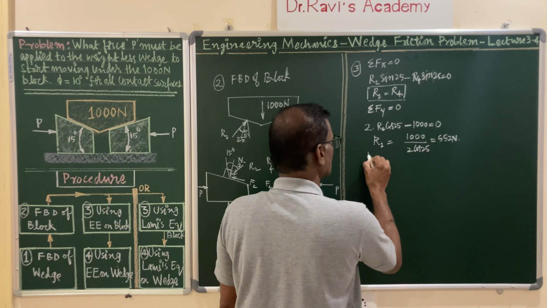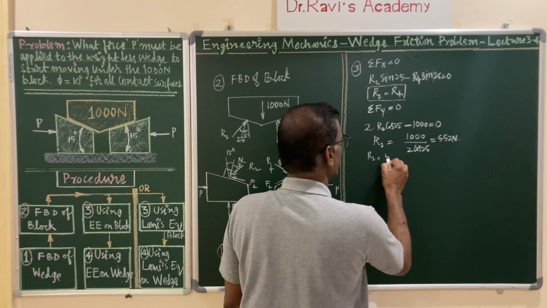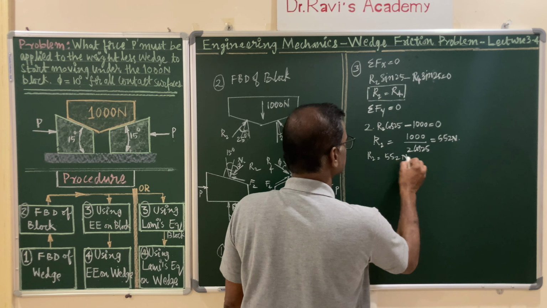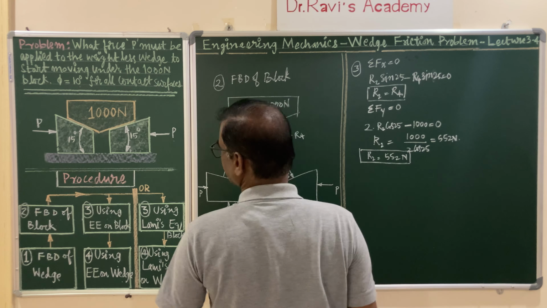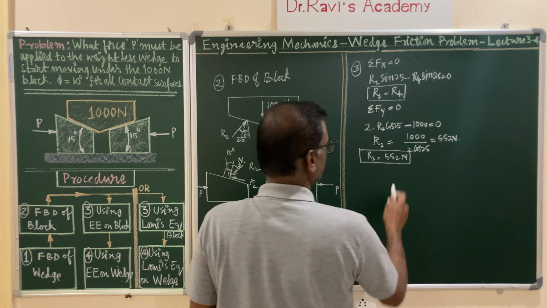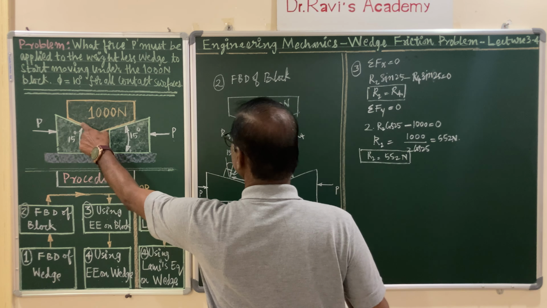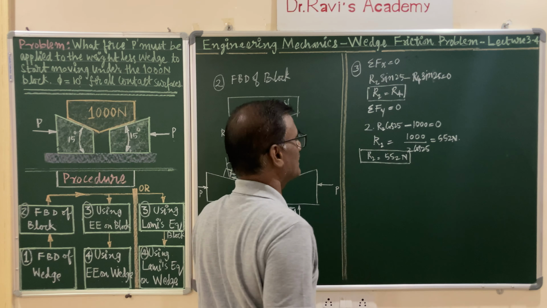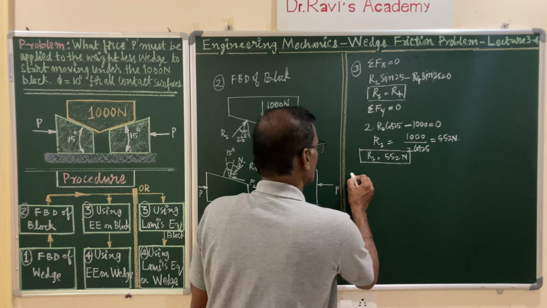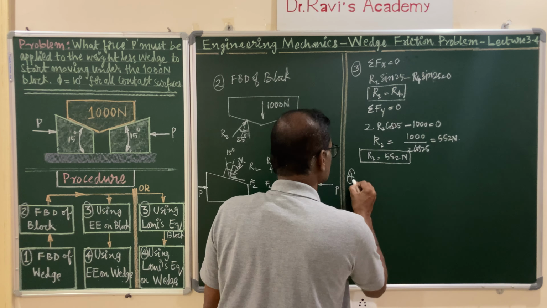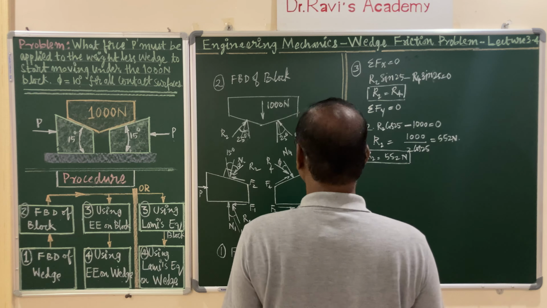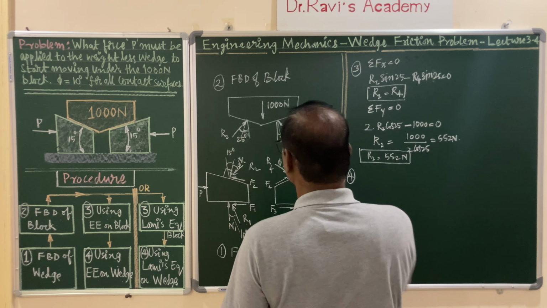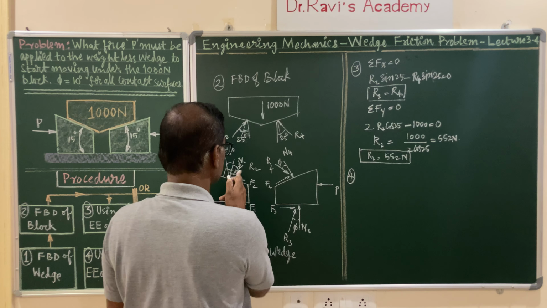You got that R2 value, it is 552 newtons. This is the analysis, that is the third step. Using equations of equilibrium, you got that the contact force R2 is 552. So the last step of the problem, that is the fourth step, is again using equations of equilibrium on the wedge. You want to apply equations of equilibrium on the wedge because this contact force is known.